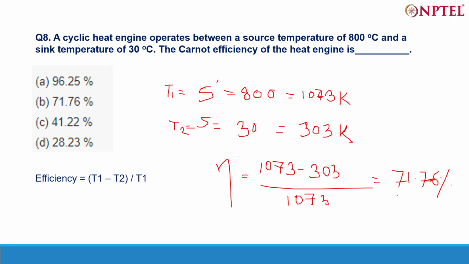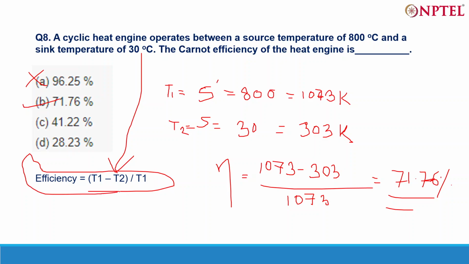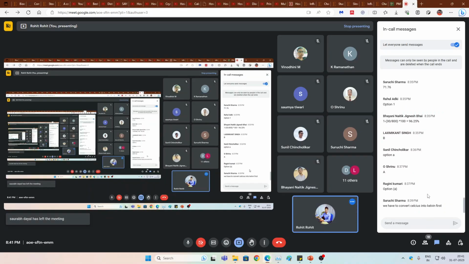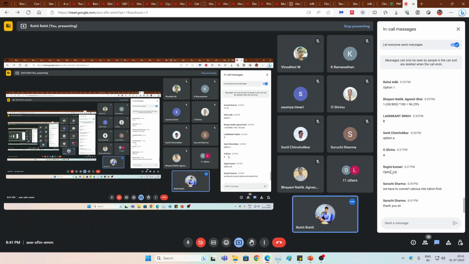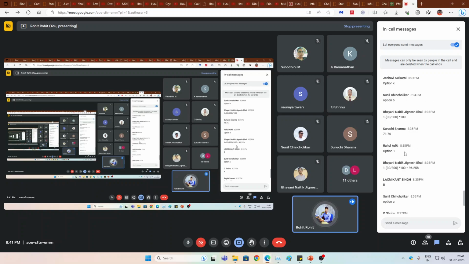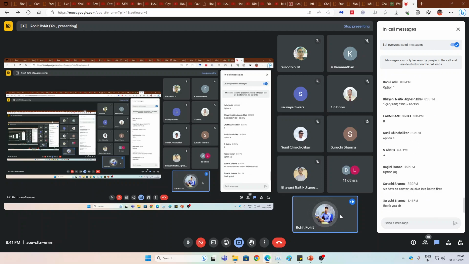Okay, so option B is the correct answer. Option A is wrong because most of you will be putting this directly. It's not direct. Whenever you are talking about efficiency, make sure the temperature is in absolute values. Okay. Good, Suruchi. You have done it correctly. Okay. And those who have obtained option A, Sunil, Siru, and who else has obtained option A? Okay. So anybody who has obtained option A is actually correct.